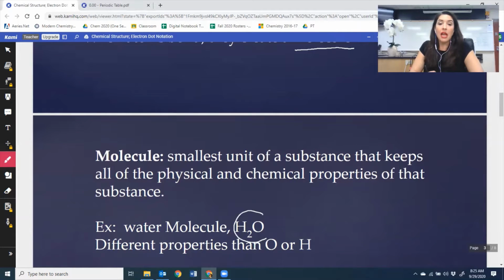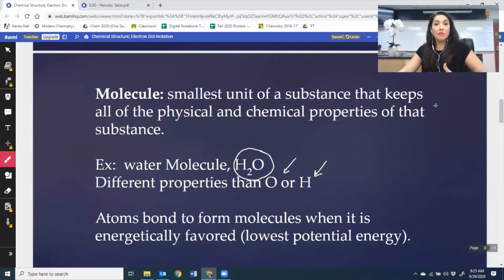Water has different properties than the things that make it, oxygen and hydrogen. You can't breathe water, but you can breathe oxygen. So this is the smallest that you can get, down to one single molecule of water. Once you start breaking that water apart, it no longer exists as water. It exists as something else, and that something else has different physical and chemical properties. So atoms, as you recall, tend to bond together when it's energetically favored, when they can minimize their potential energy and achieve more stability.